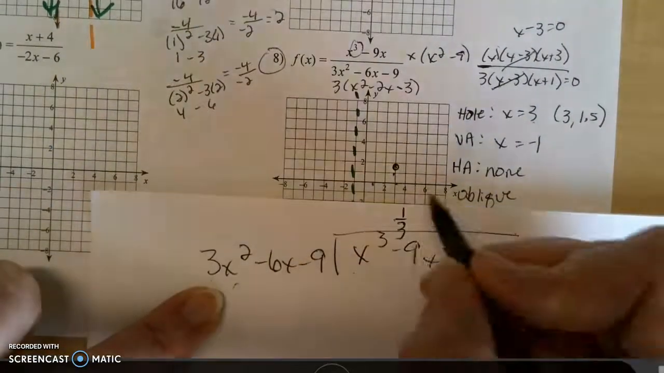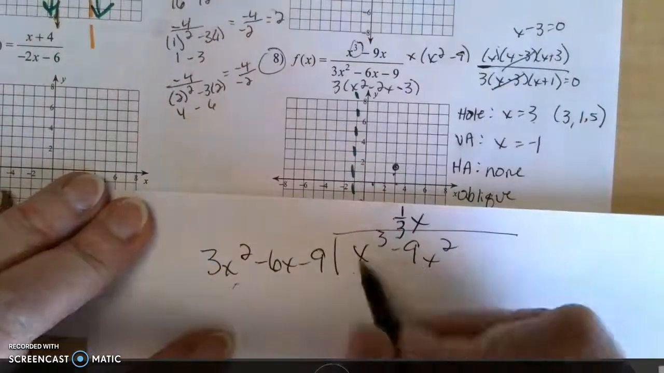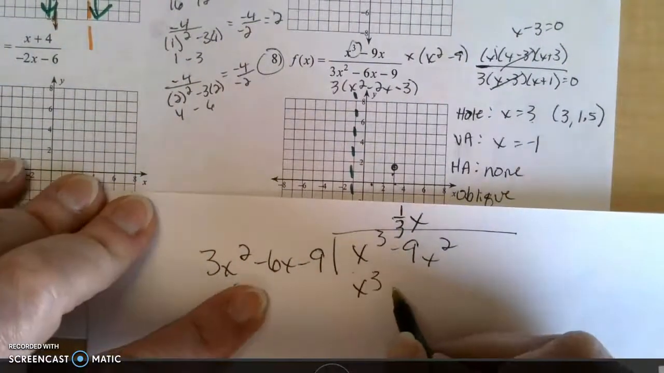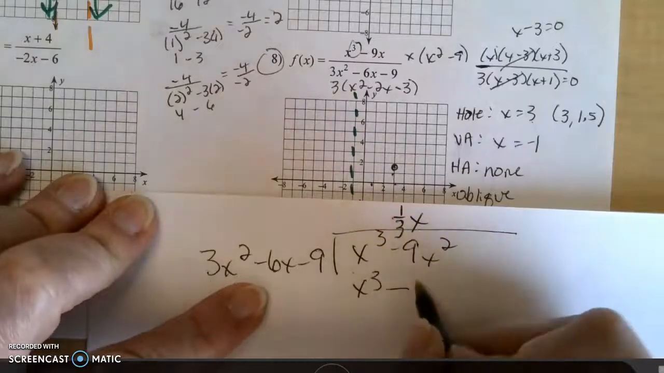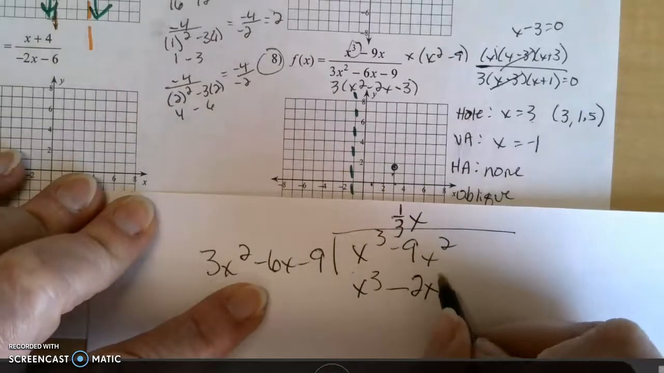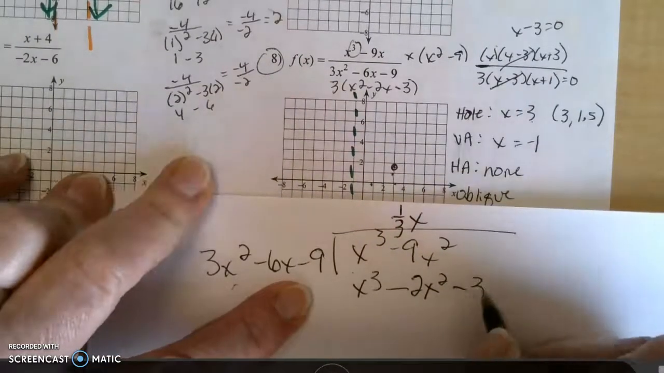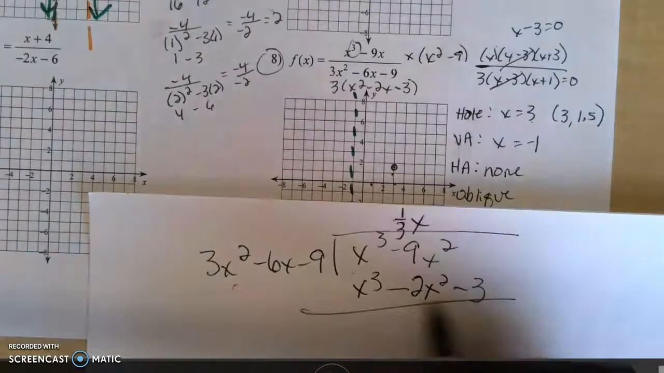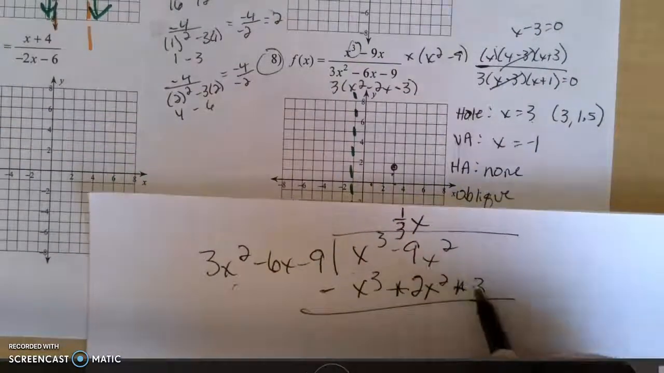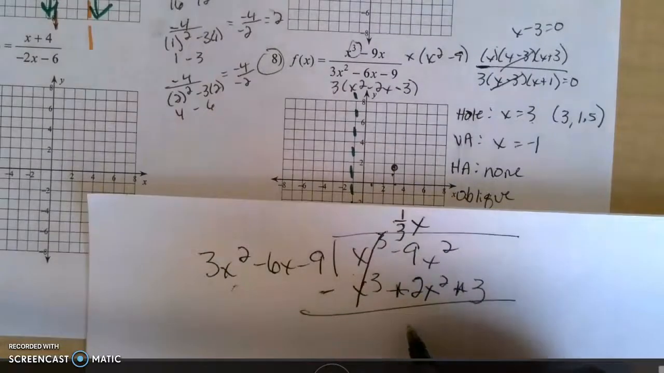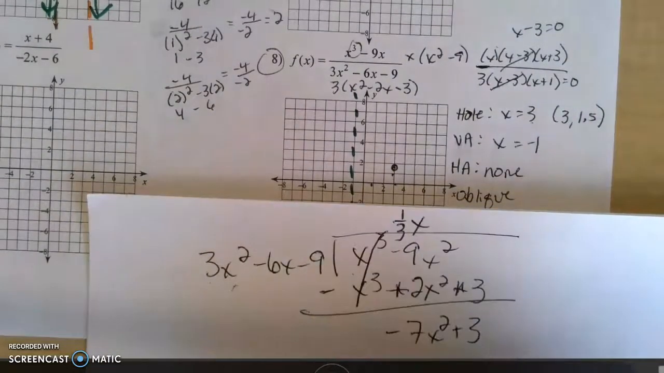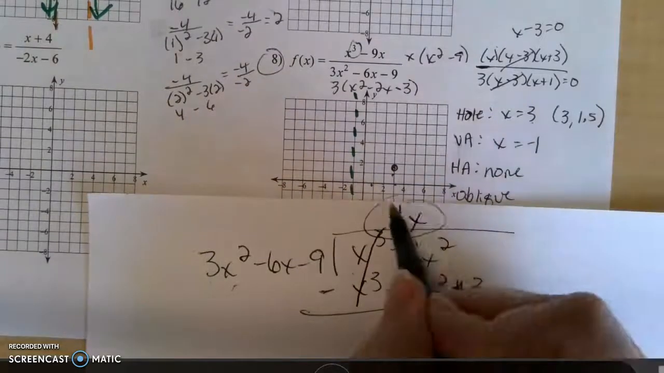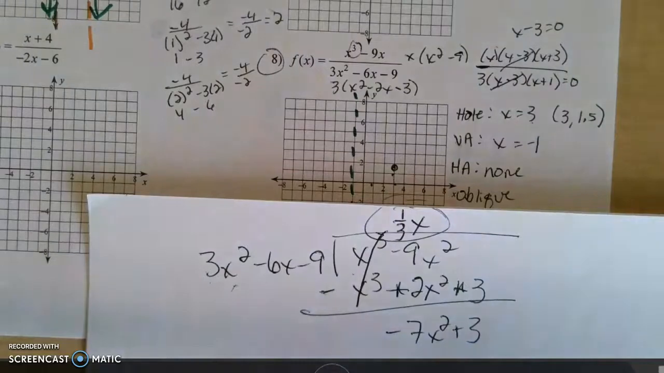I have x squared here. I need 1 more. That gives me x cubed, 1/3, 2x squared minus 3. Draw the line, change the signs. And that gives me my oblique asymptote.